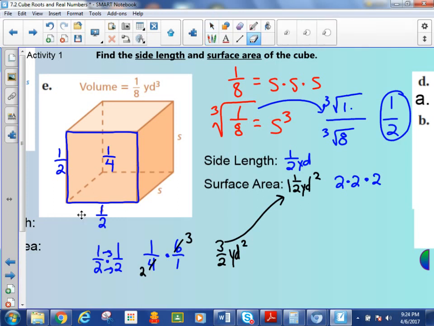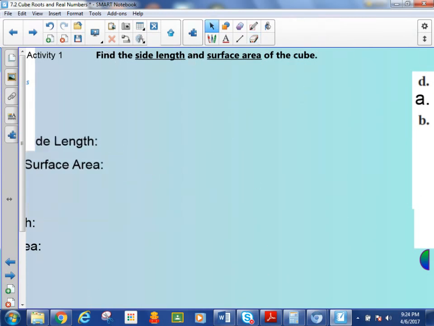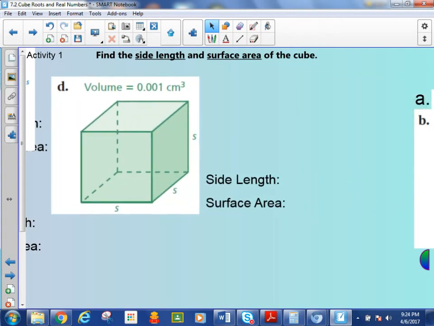Okay, so that was letter E. Those fraction ones always seem to be really tricky, so I try and do those with you. Okay, so let's try letter D. So letter D has got a decimal. Once again, it's a tricky one, or so we think.